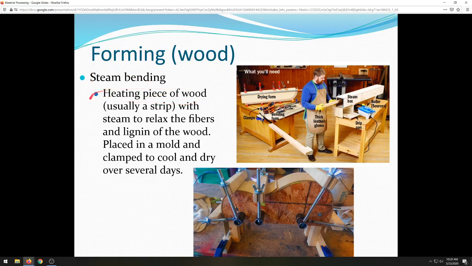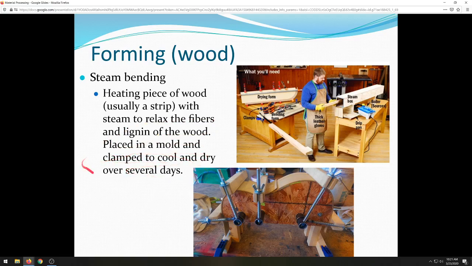So what we do is you heat a piece of wood. Usually it's a thin strip. It's rare that you can get away with a huge thick board, especially if you want really complicated curves. What the steam does is it kind of relaxes and hydrates the fibers. It also gets the lignin, which is like the glue portion of the wood composite, into a soft, more plastic type state. Talked about plastic deformation. And then you place it in a mold, and then you clamp it to cool and dry.